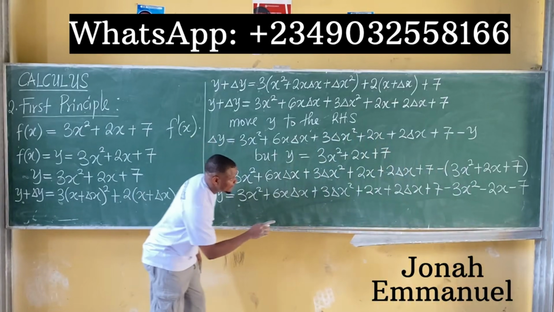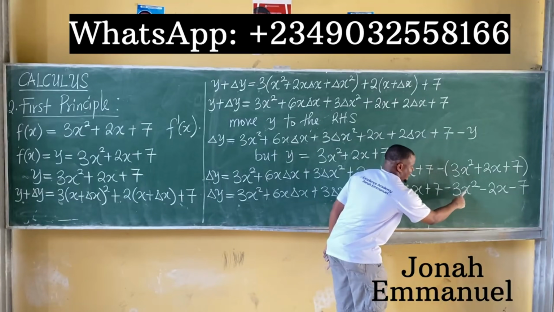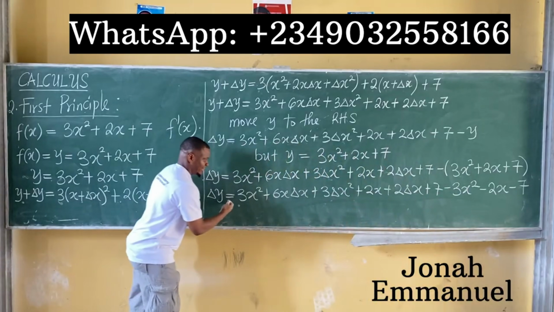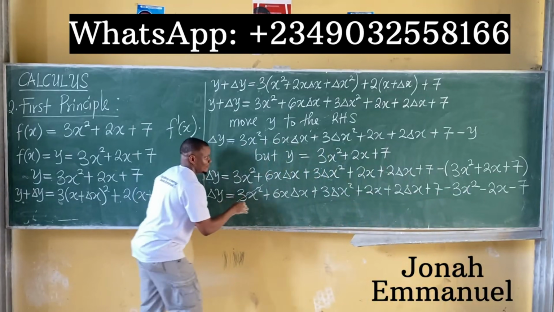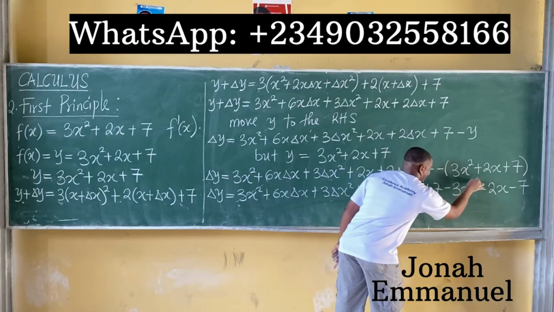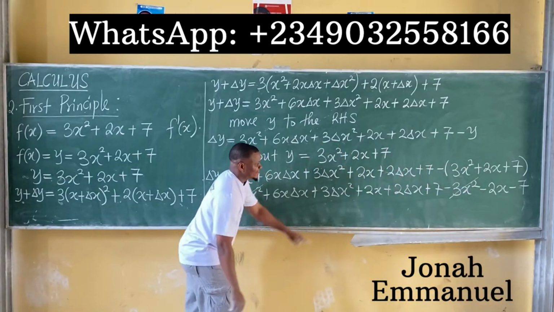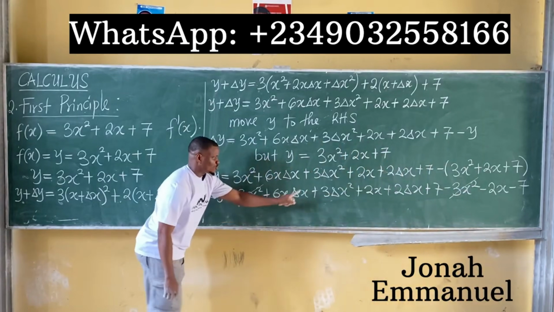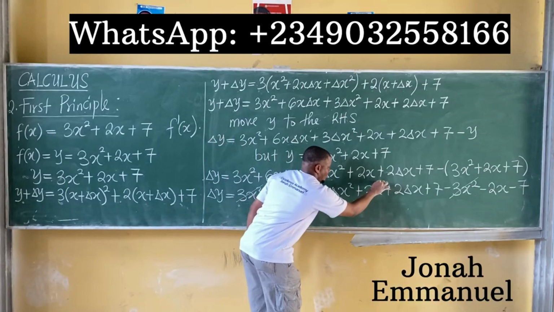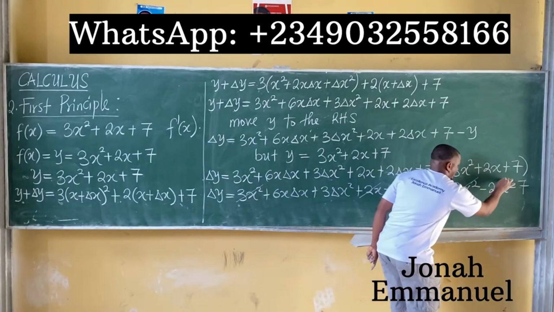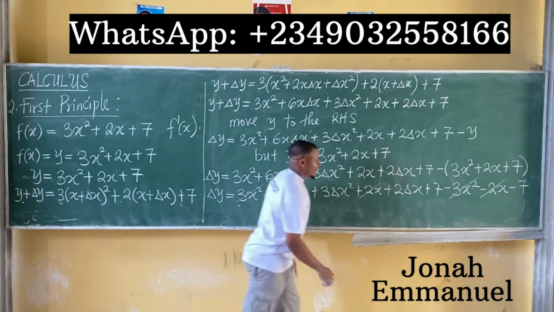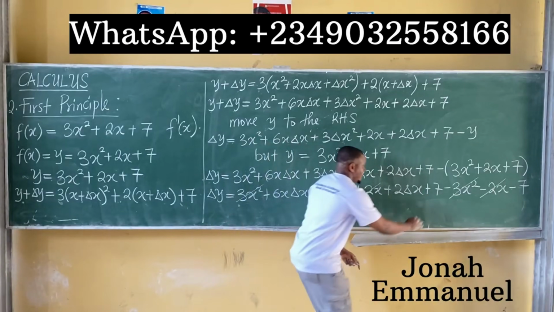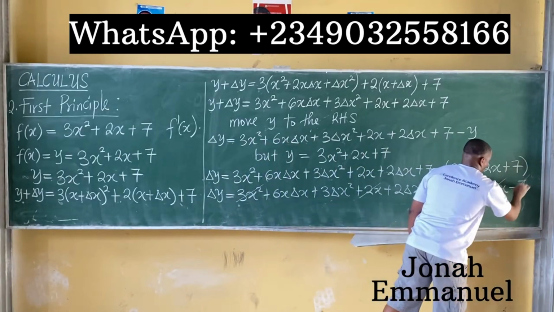So hang on. The first thing I have there is minus 3x squared. Do I have plus 3x squared? So this one will cancel this. Gone. I'm seeing minus 2x. Do I have plus 2x? Yep. Plus 2x will cancel minus 2x. I'm seeing minus 7. Do I have a plus 7? Yep. Plus 7 will cancel minus 7.